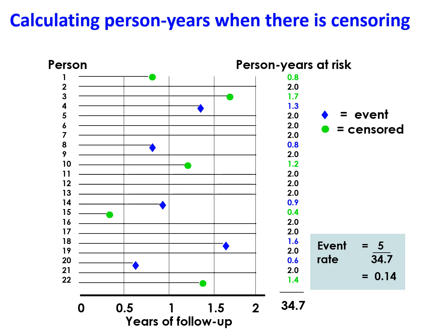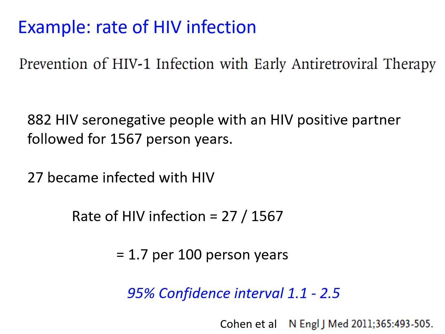So with the green dots here, that is when the person time for each person is ending due to being censored. So you can recalculate the person years at risk by adding the numbers along the right hand side, and it now comes to 34.7. So the event rate now has changed to 5 divided by 34.7, which is 0.14. So now you know what a rate is.